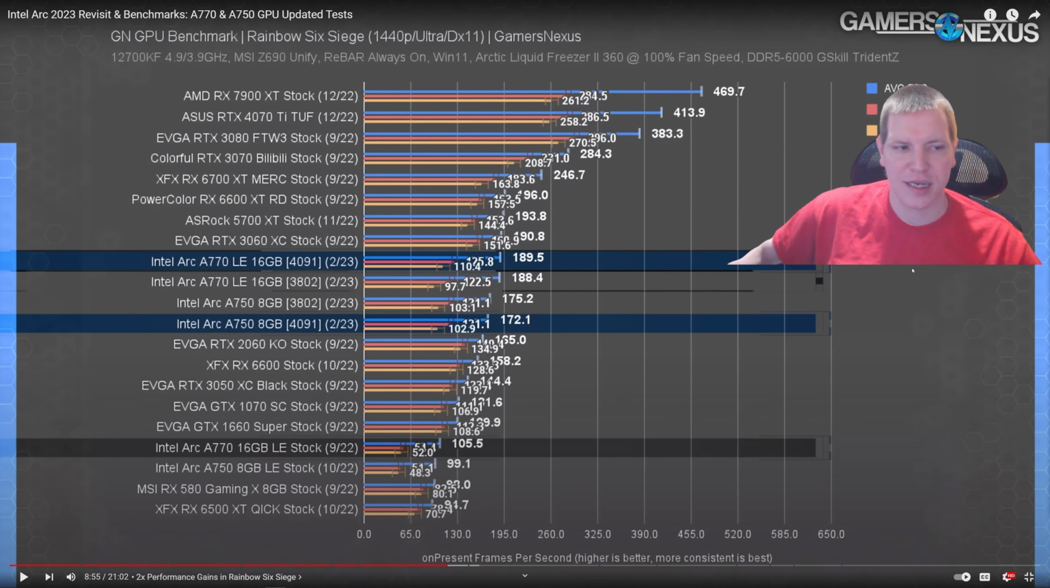But anyway, what they got here at 1440p Ultra, Rainbow Six Siege, a DirectX 11 title that is still hugely popular with so many people. We got the Intel Arc A750 at 99 frames per second when this card launched. And Intel has managed to bring that all the way up to 172 frames per second with their latest driver. Now, it is still a ways behind the AMD 6600 XT at 196 frames per second, but that's still a massive improvement, and I'm very happy to see what Intel is doing with these drivers here.